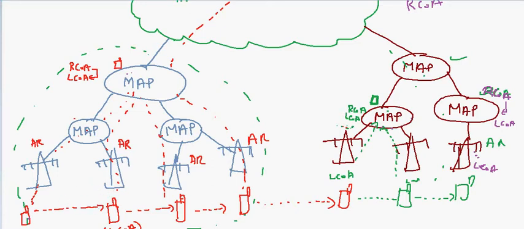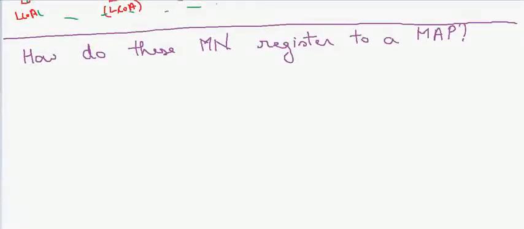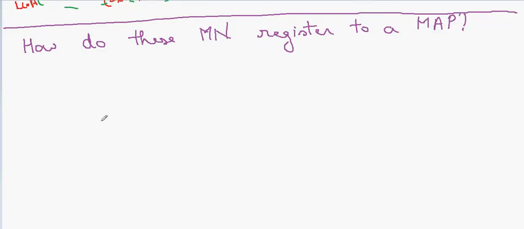And it's good for the network provider also, because it takes very little bandwidth to inform the home network and the correspondent node. But the node can't do that. There will be thousands of mobile nodes, and each has to select one of these MAPs. So he may select this MAP when it's completely full, and then he'll select this MAP or this MAP. So how do these mobile nodes register to a MAP?